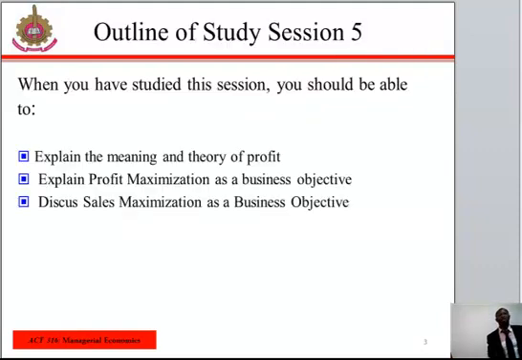After you might have studied this session, you should be able to explain the meaning and theory of profit. You should be able to explain profit maximization as a business objective. And lastly, you should be able to discuss sales maximization as a business objective.